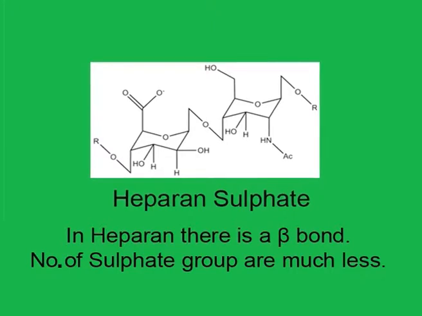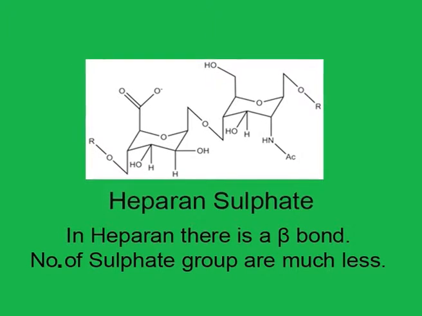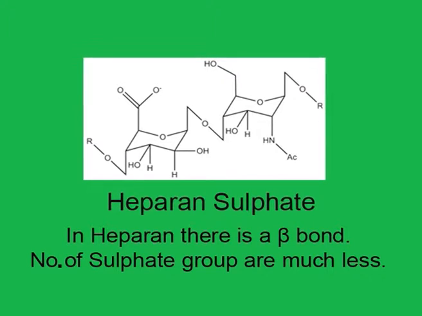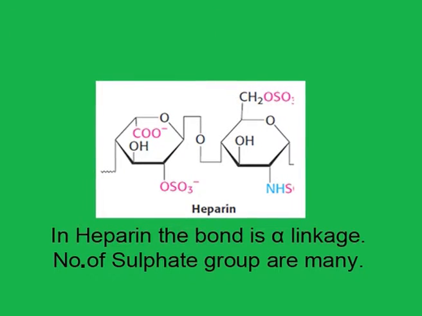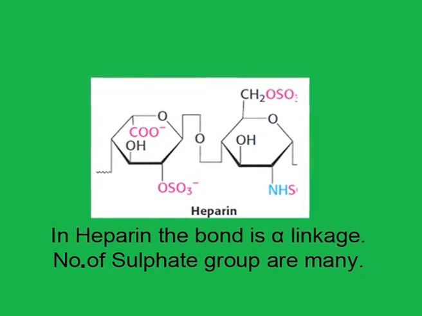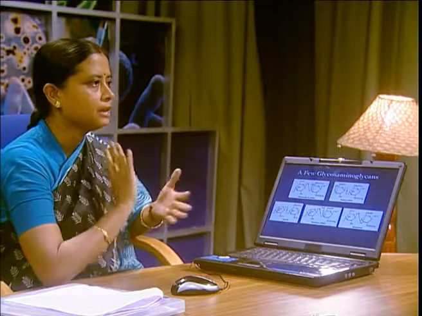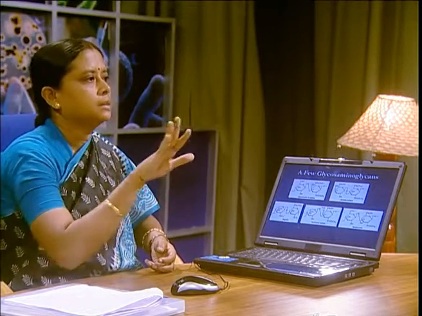Ma'am, I would like to know what is the difference between heparan and heparin. Heparan, whose structure has been shown here, has beta bonds and far fewer sulfate groups. But in heparin, the bond is an alpha linkage and there are many sulfate groups. The property is also different, because heparin has an anticoagulant property, but heparan is present in the cell membranes.